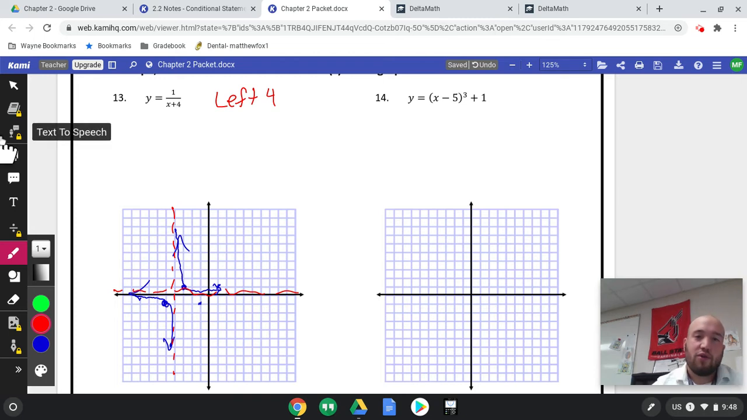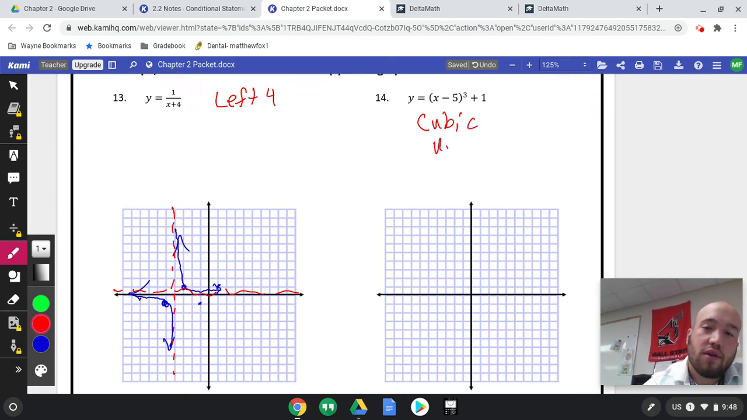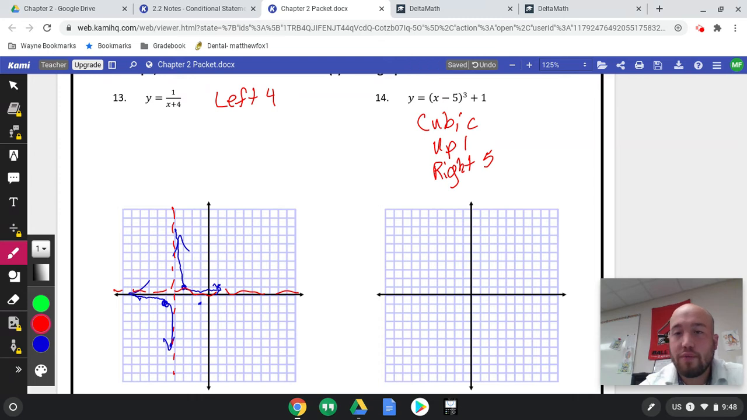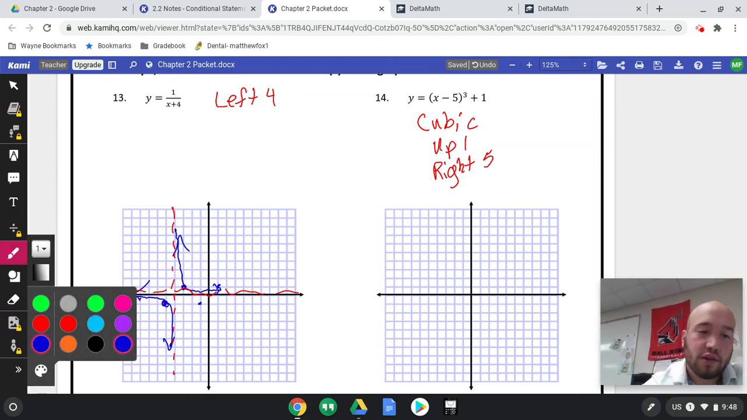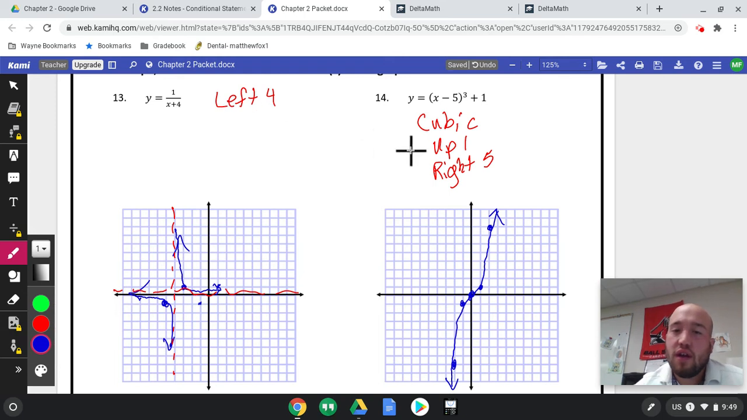Okay, so now our final one, this is a cubic, and it's going to go up 1 and right 5. So to graph these, you could use your parent function to start with, or you can make a t-table, whatever's easier. It works both ways. So we know our parent function was at 0, 0, 1 cubed is 1, 2 cubed is 8, and then -1 cubed is -1, -2 cubed is -8. And we got our parent function. Now we are moving it up 1 and right 5.